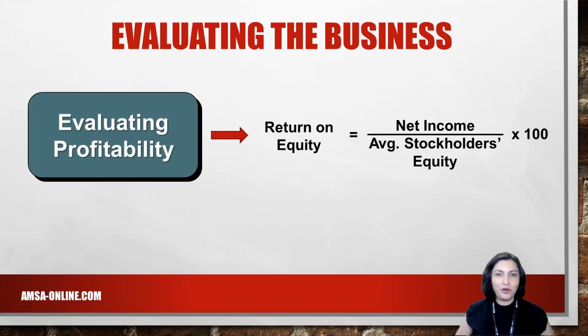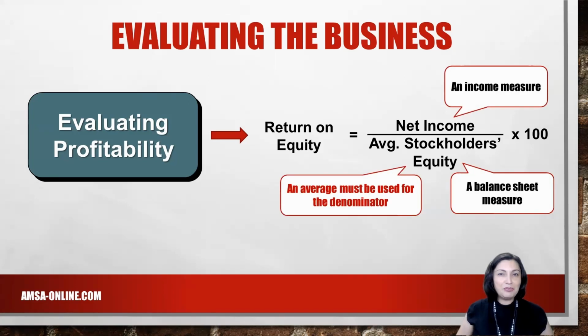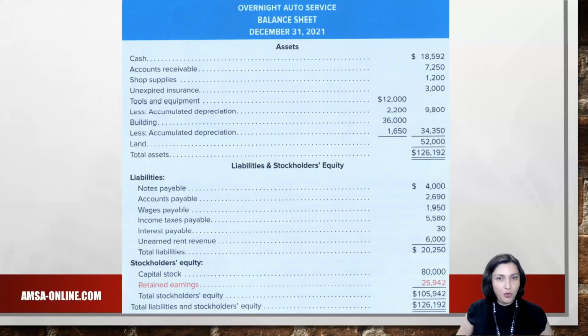The second common measure of profitability is the company's return on equity. It is a measure of net income compared to the average stockholders' equity throughout the year. It is calculated as the net income divided by the average stockholders' equity and multiplied by 100. Keep in mind that when a ratio is calculated that has an income measure in the numerator and a balance sheet measure in the denominator, an average must be used for the denominator. We already know what the net income is. Now let's look at the balance sheet to find the stockholders' equity amount.